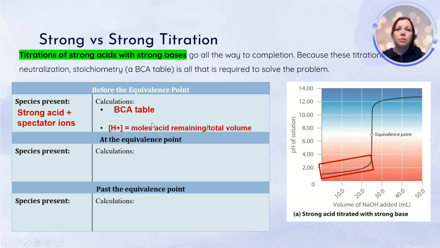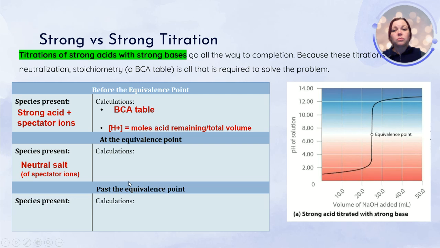And so you'll do a BCA table to figure out how much of your original acid remains in terms of moles, and then you would divide that by the total volume, and that would give you your concentration of H+. And then if you wanted to, you could do the negative log of that to get pH. But usually that's not a situation we do with the graph because you can determine the pH by looking at the graph, although you could work backwards as well.